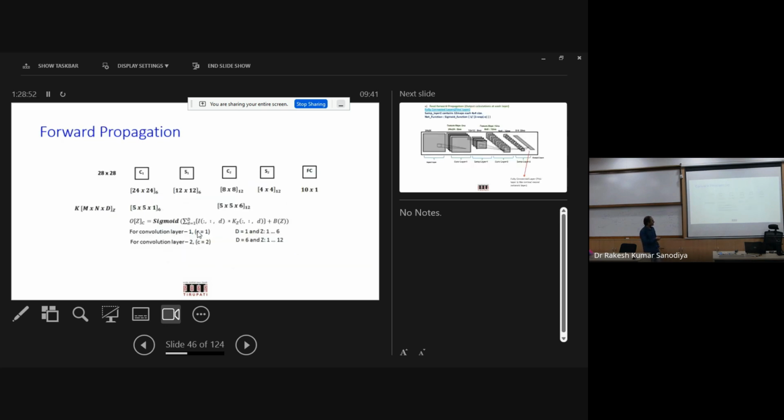So at this point we can take a small pause, either for questions or for a small 5 minute break. The other thing I would like to highlight is the back propagation in convolutional neural networks.